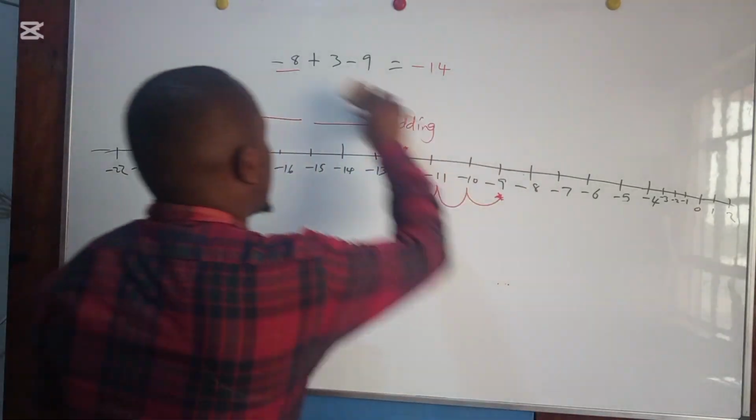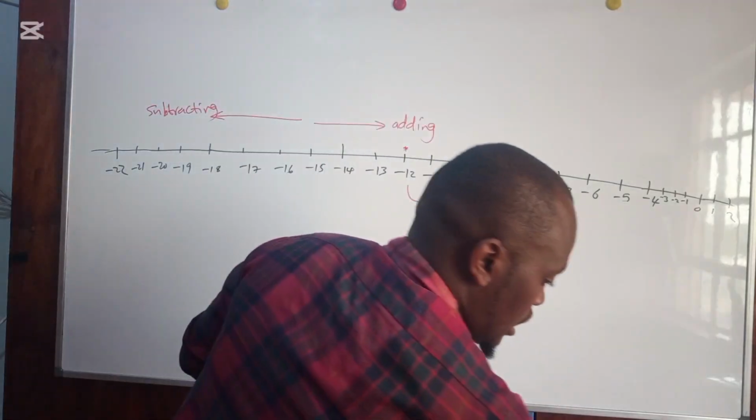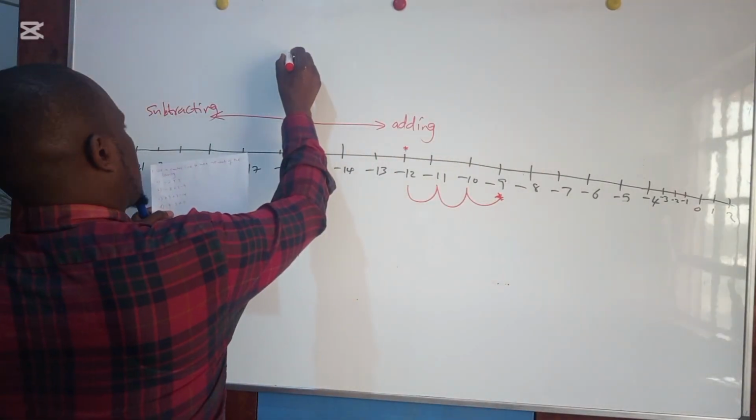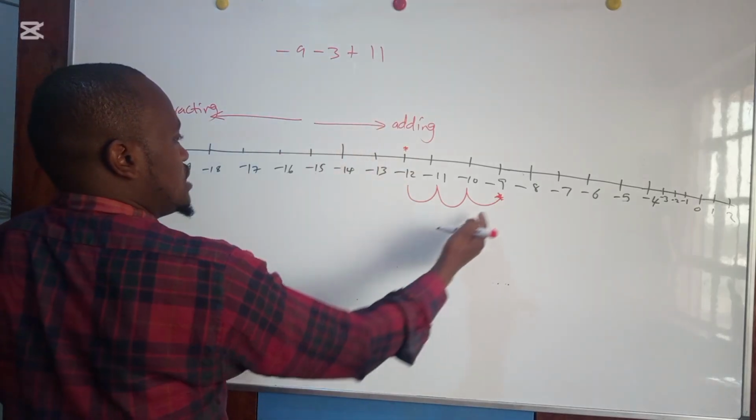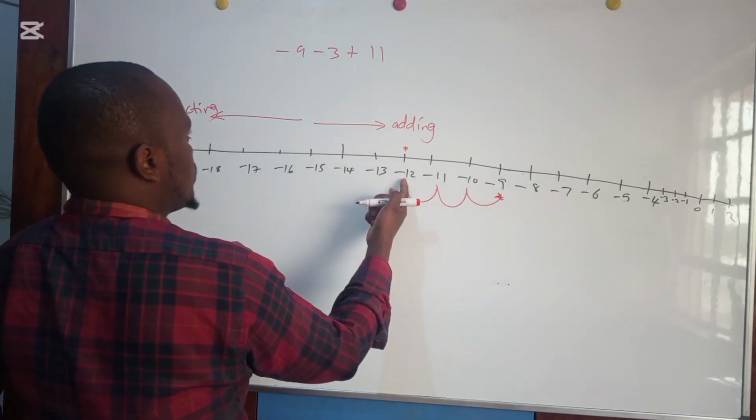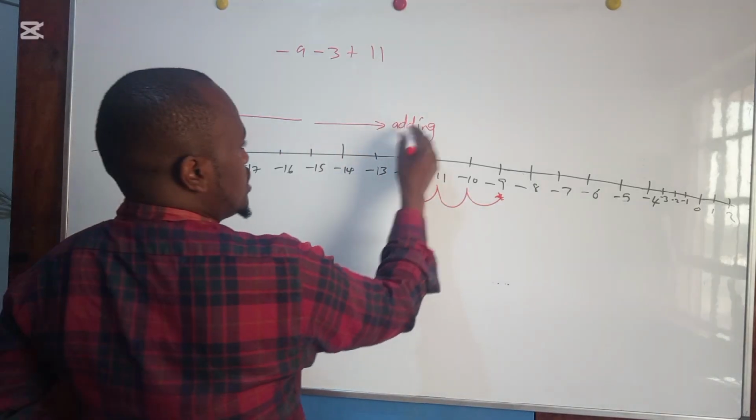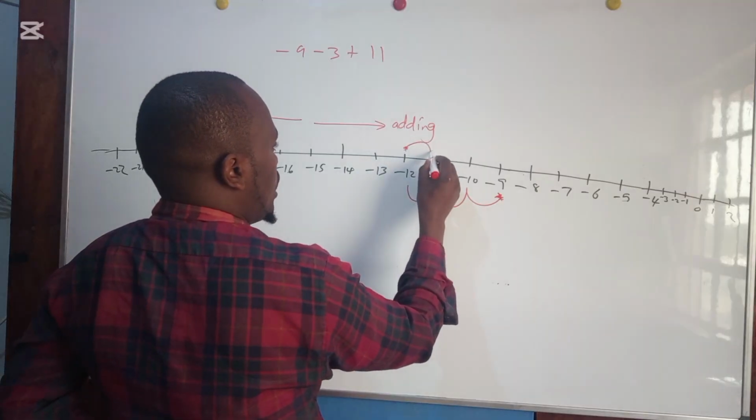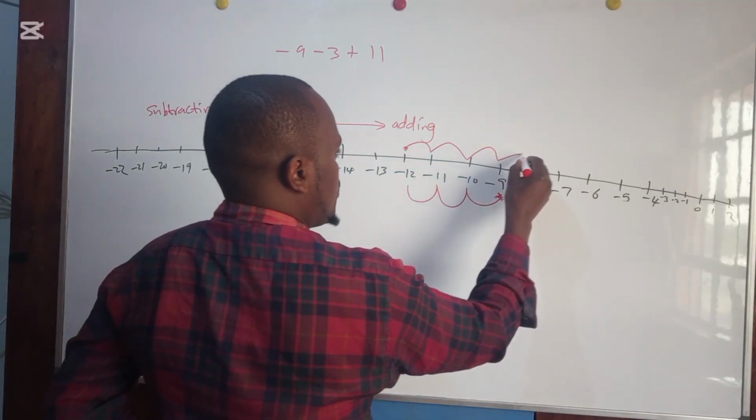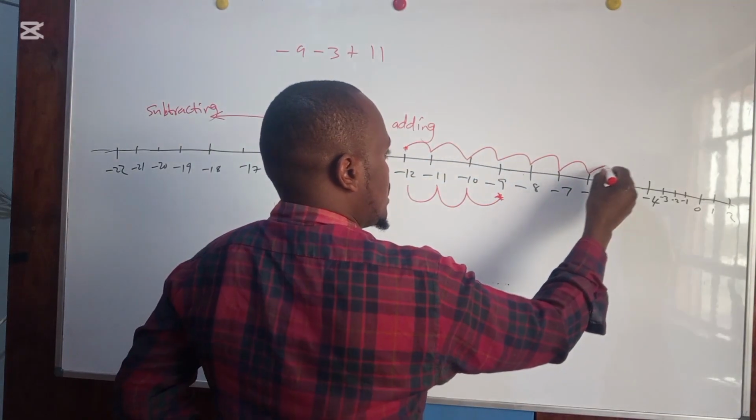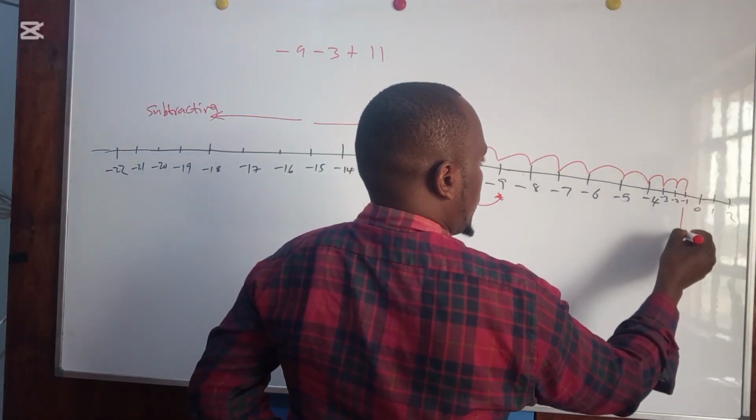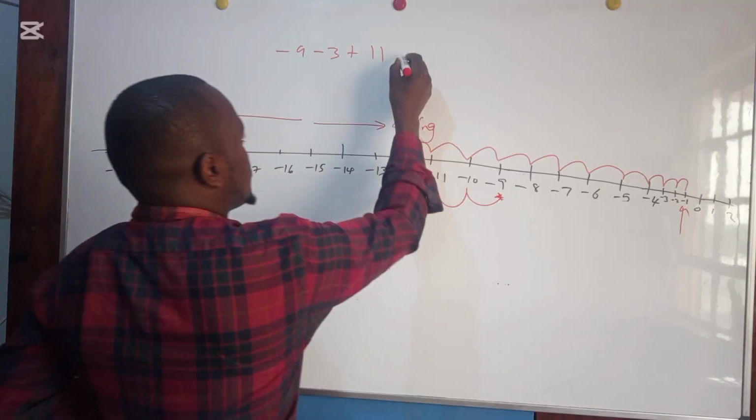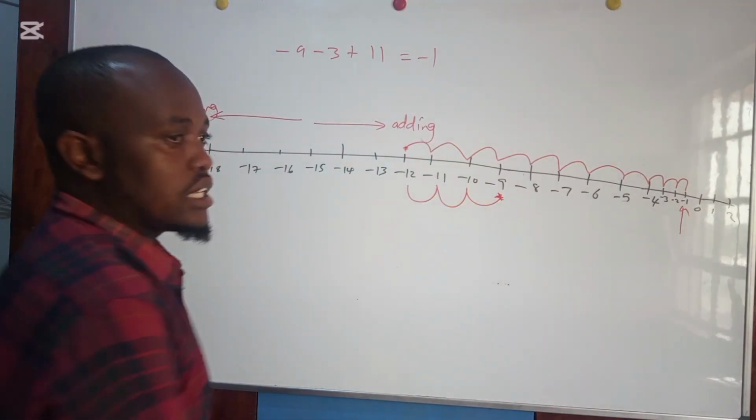This is the question I had given you earlier. You are given negative 9 minus 3 plus 11. So negative 9 minus 3 is negative 12. Then you add 11, adding you go this side. 1, 2, 3, 4, 5, 6, 7, 8, 9, 10, 11. Where do you settle? Negative 1. And that is the answer.